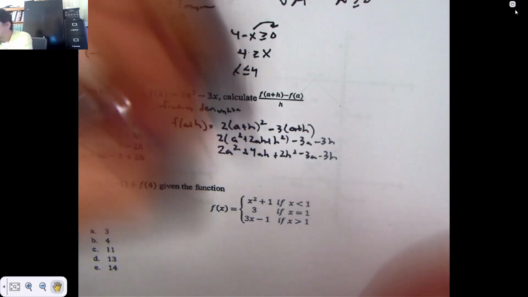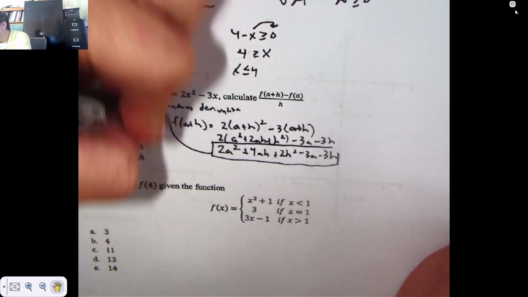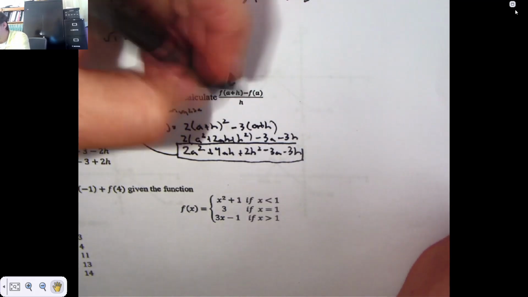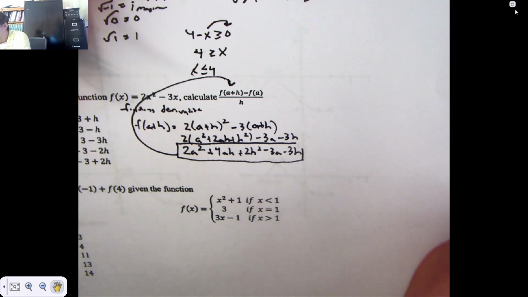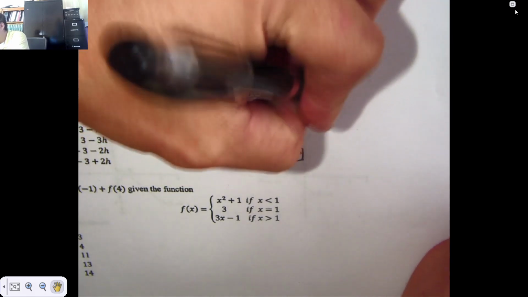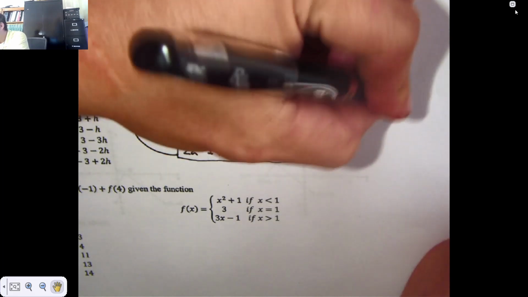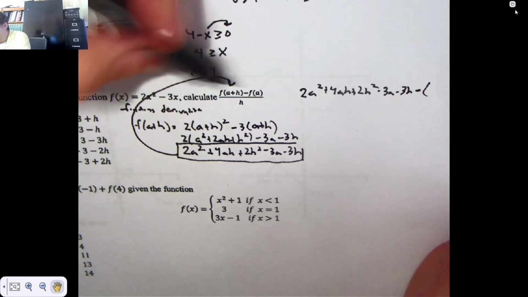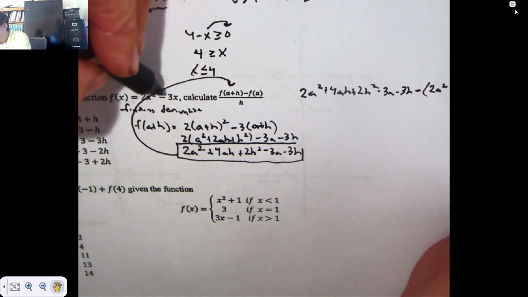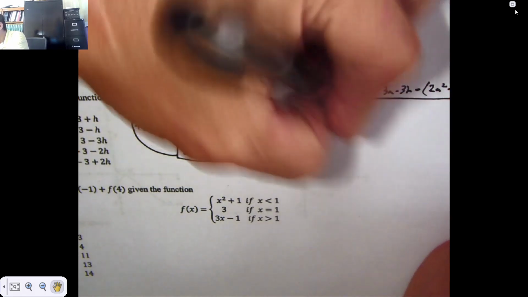All right, so every bit of this nasty looking stuff is going to go right there. That's where I'm going to put it. Notice I have to take away f of a. F of a happens when you let x be an a. I'm not going to show that written out. If I let x be a there, that's 2a squared. If I let x be a there, that's minus 3a. And it's all over the letter h.